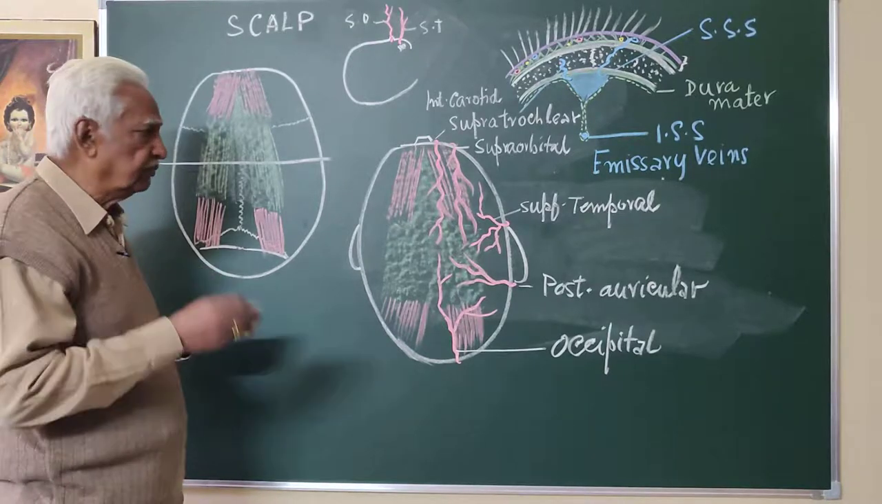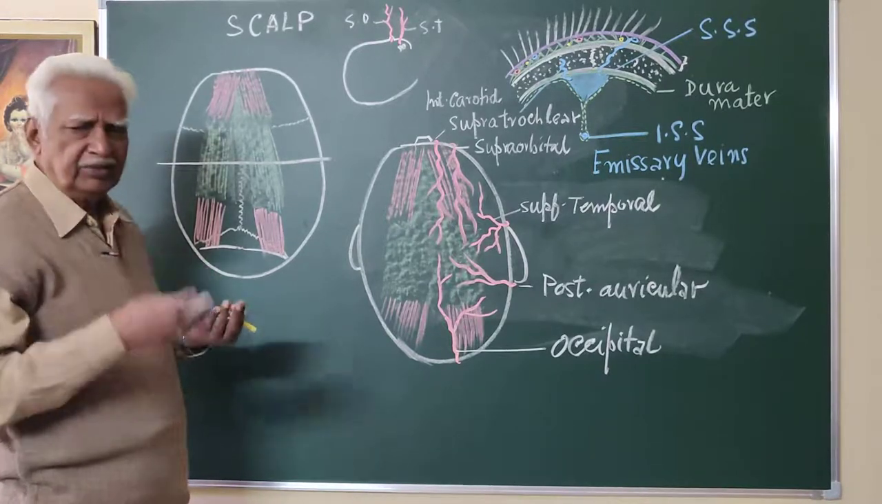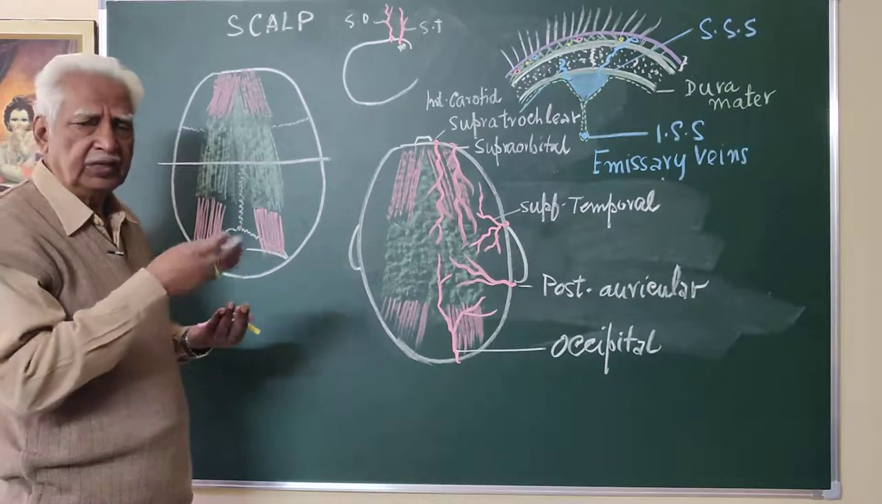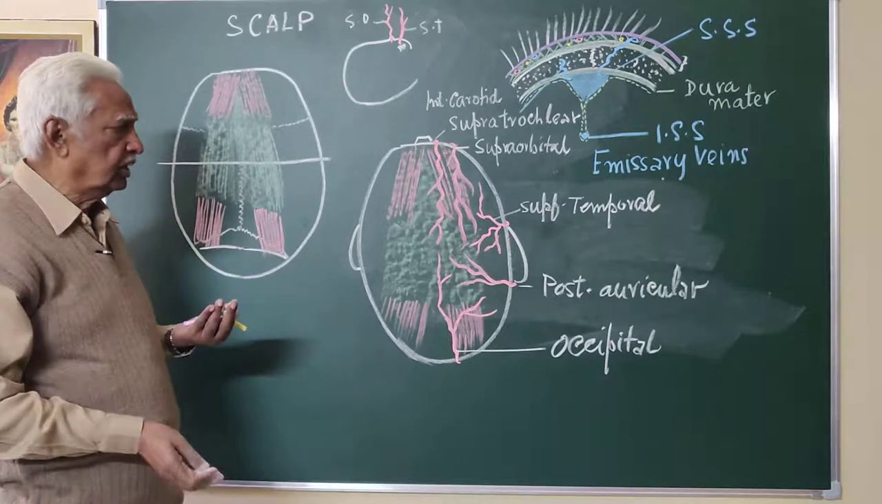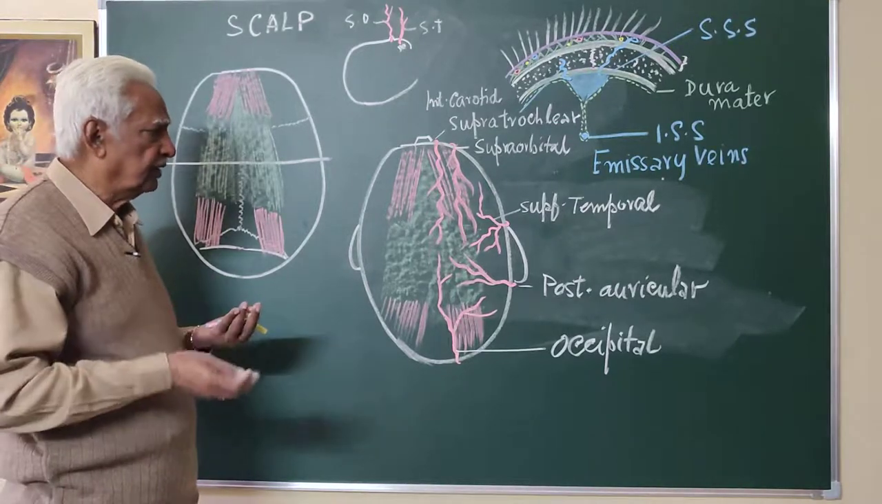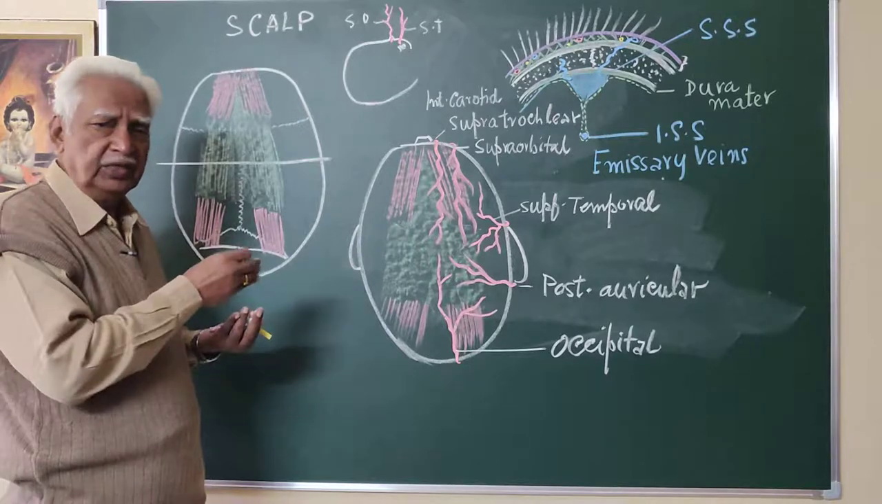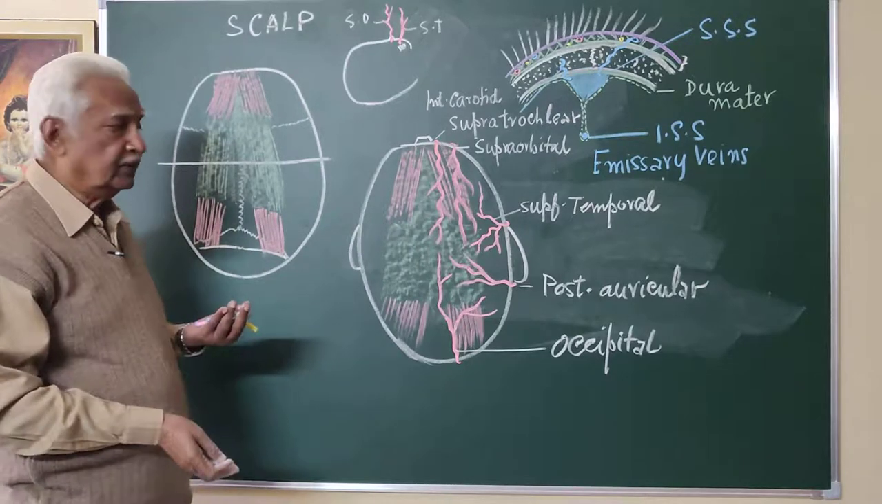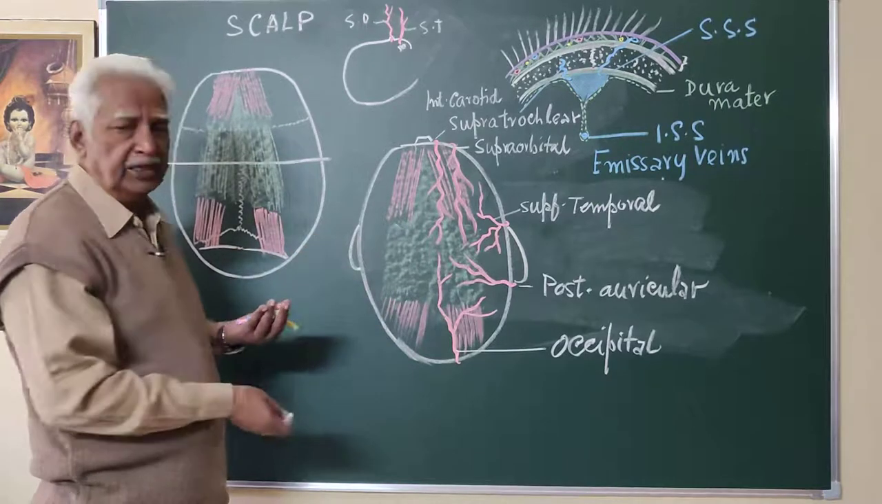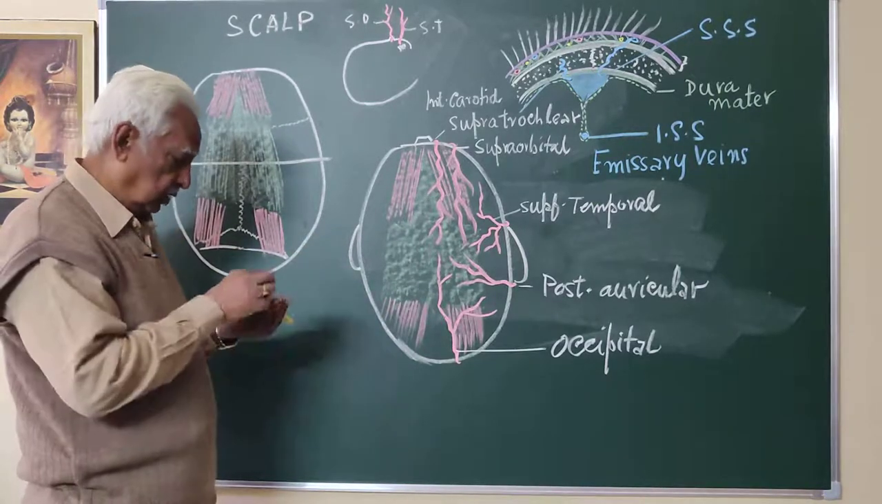So you can classify these arteries in several ways. One way of classifying is by the branches of the internal or the external carotid. Another way of classifying them is in front of the ear and behind the ear. So in front of the ear there are 3 arteries, behind the ear there are 2 arteries.